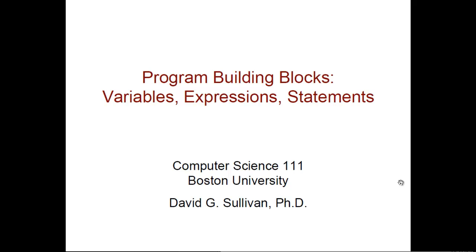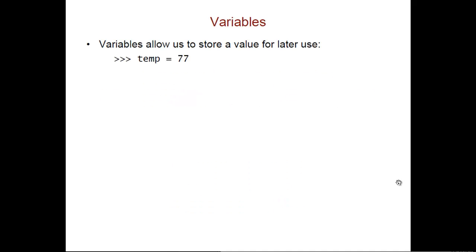In this video, we're going to look at several key building blocks of a Python program. Variables are used to store a value so that we can use it later on. So you can see here I'm taking the value 77 and storing it in the variable temp for temperature. And I'm doing that in the Python shell. And then when I enter that command, you'll notice that you don't see any value produced. And that's because we're not producing a value here, rather we're just storing 77 in a variable.